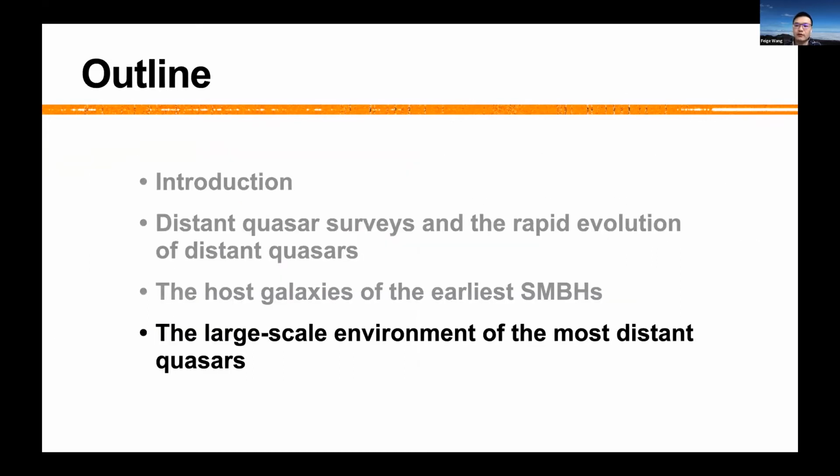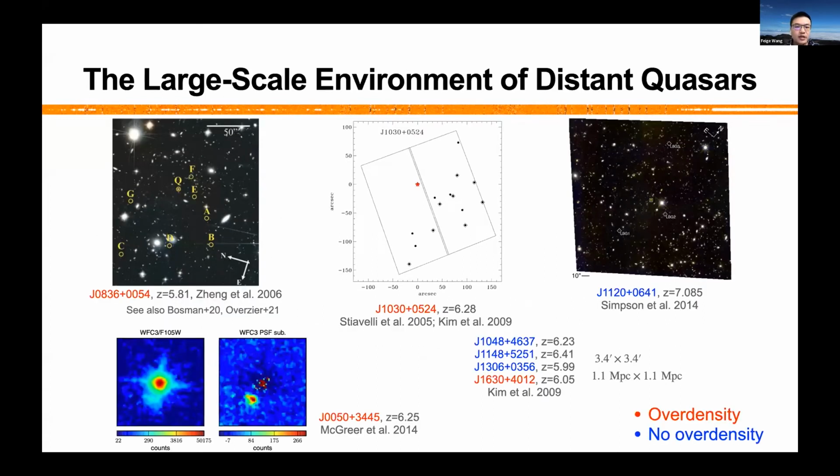In the last part of my talk, I will briefly go over the large scale environment of the most distant quasars. As I said, we have those rare distant quasars that have been thought to reside in the most massive halos and be traced by galaxy overdensities. So in the past 10 years, people have made a great effort trying to detect such overdensities around quasars, but there is still very little evidence seeing that they are located in overdensities.